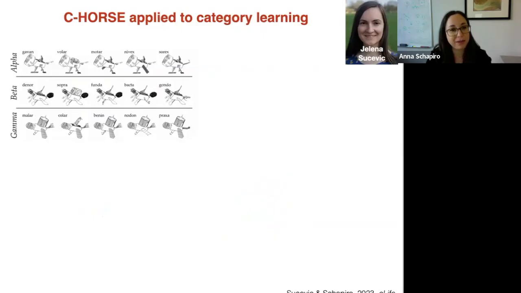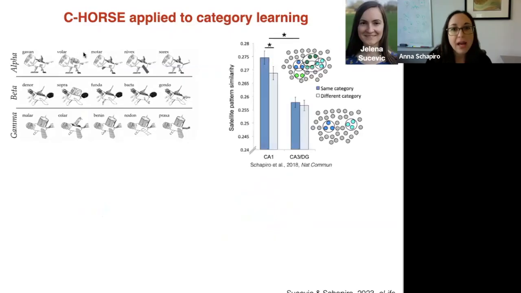This is a paradigm that we have used empirically in the lab. This will come up again later in the talk, where we teach people about these three categories of novel satellite objects, where the satellites in the same category share most of their features, but they also have unique individuating features and a unique name. And we had found in one of our fMRI studies using these stimuli that CA1 represents this category structure, but not dentate and CA3, meaning that the satellites from the same category are represented more similarly than satellites from different categories.